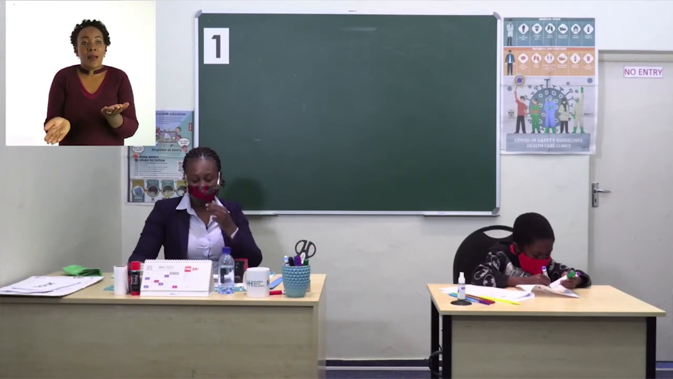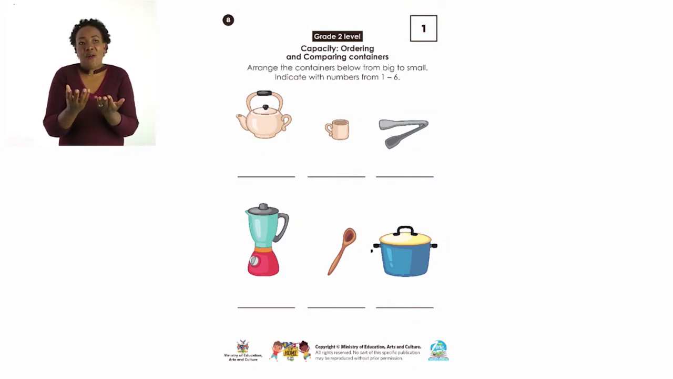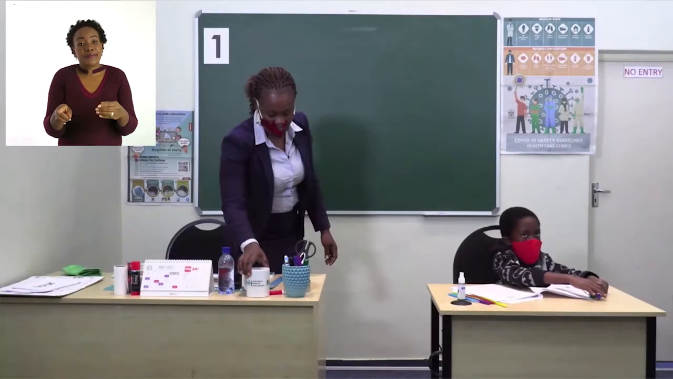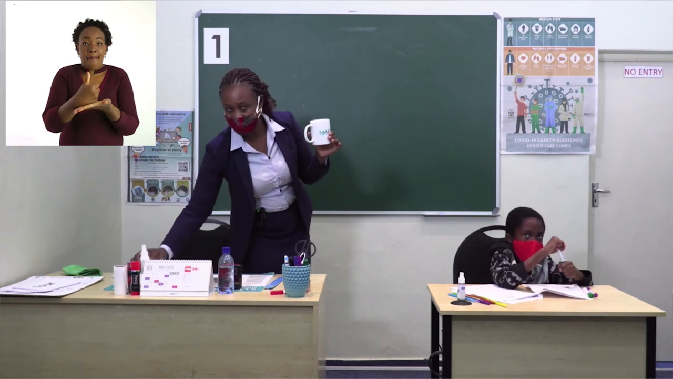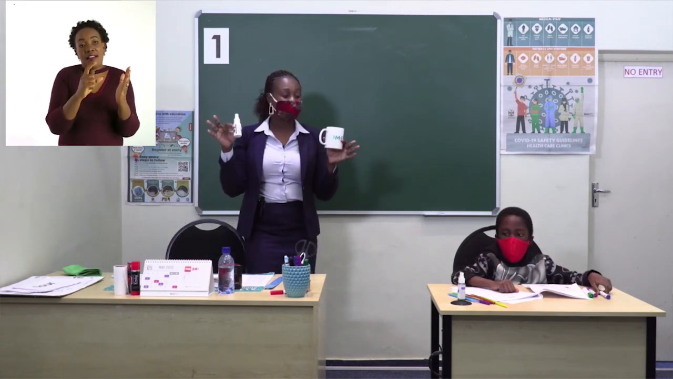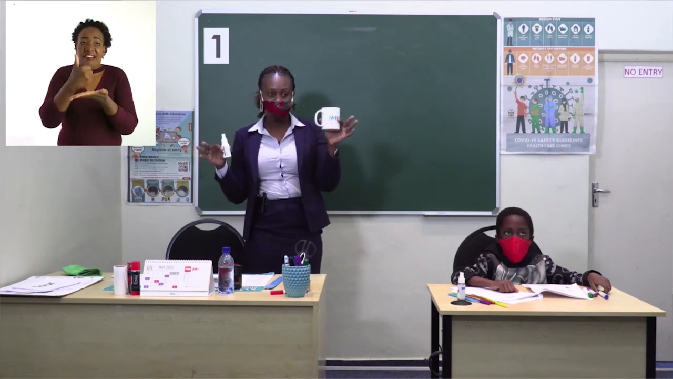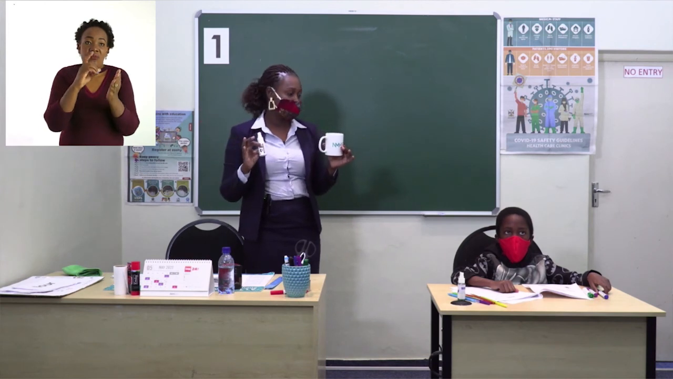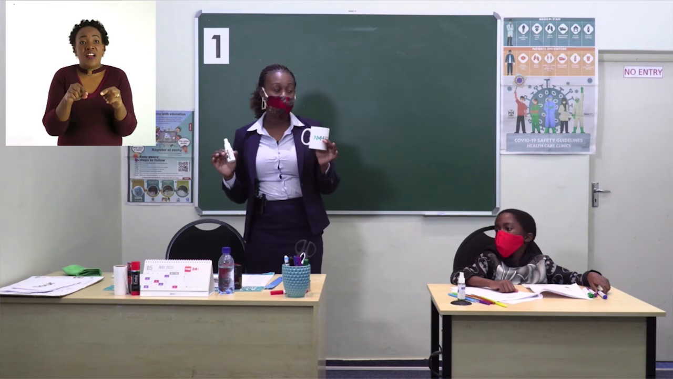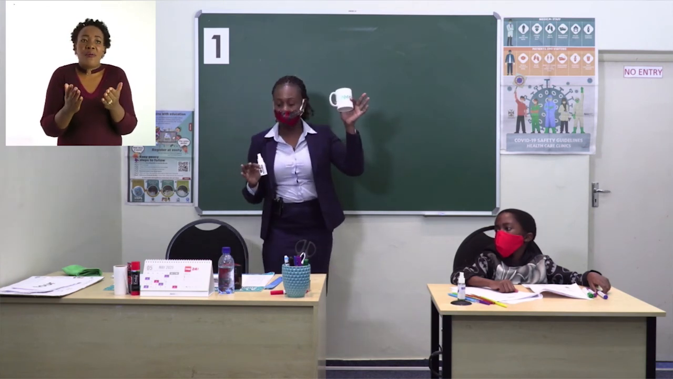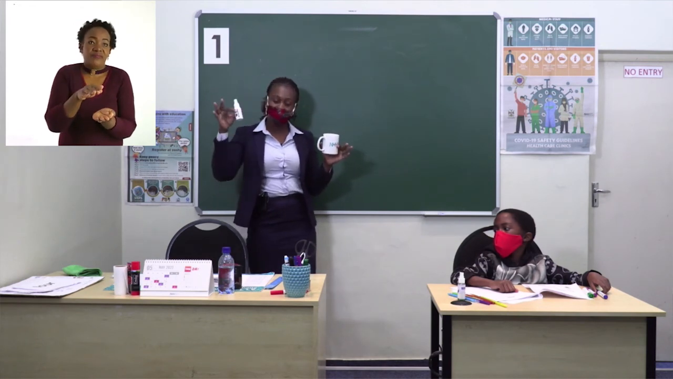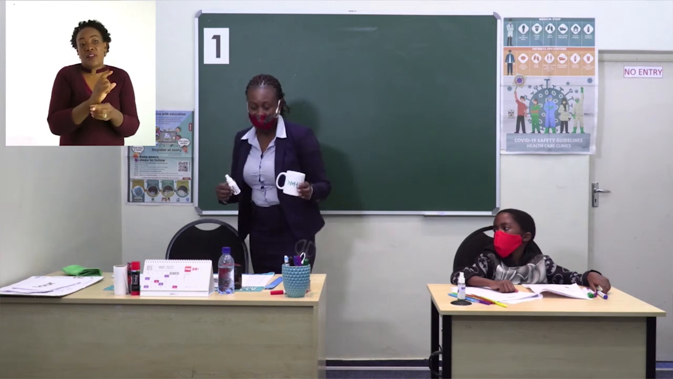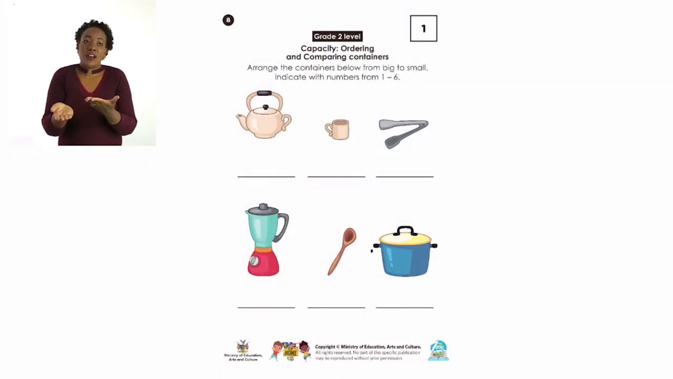Let's now turn to page 8, where we are going to talk about capacity. And on this topic, we are going to order and compare different containers. I'll use different containers from the table where I am. I have a cup. I have my sanitizer. As you can see, the cup is bigger and the sanitizer is small. So when we are ordering them from big to small, the cup will be the first one, followed by the sanitizer.